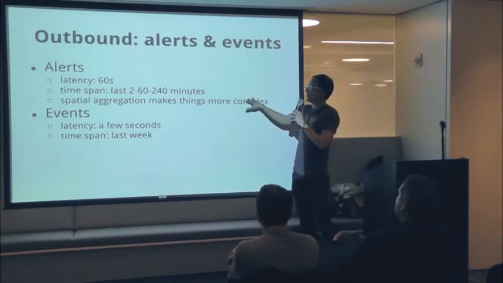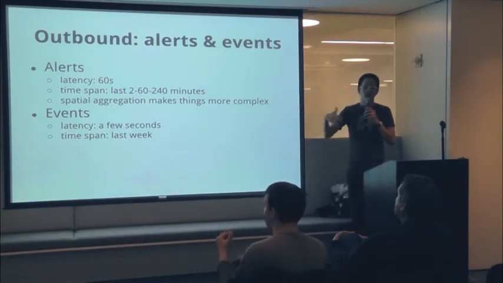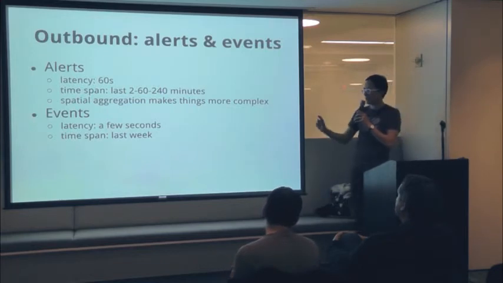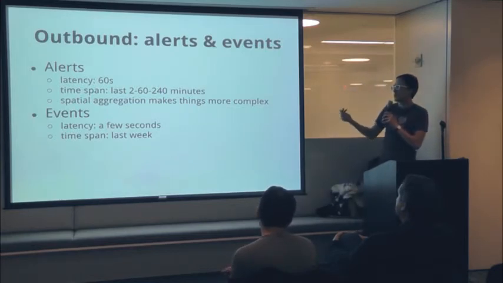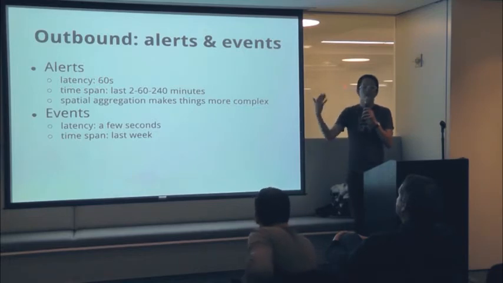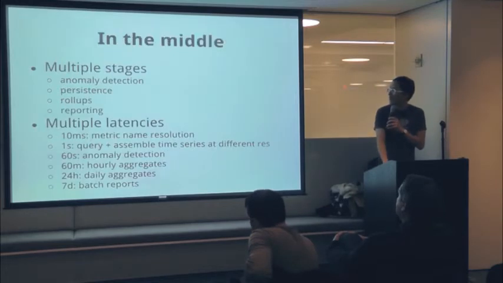So that's alerts. And the spatial aggregation makes things a little bit more complex, when you have a bunch of different time series that come at different points in time. It makes things a little bit fuzzy, especially towards the boundaries of the interval. And the last thing we want to cover is events. When you query for events, you say, hey, give me the list of all marketing launches, for instance. And you want to wait for a few seconds, not 10 minutes, to get the results.